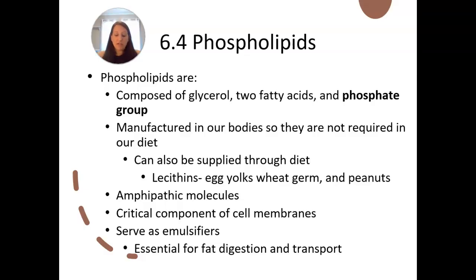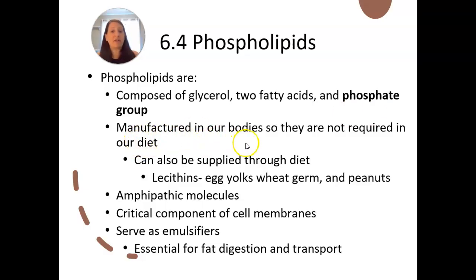Okay, so we've mentioned the cell membrane a few times now, and phospholipids are going to be the major component of cell membranes. They are critical. They make up a major portion of cell membranes. They're the major component. What are they made of? Just like triglycerides, they're made up of glycerol, and then they have 2 fatty acids instead of 3. And in place of that last fatty acid, they have a phosphate group, which again adds partial charge to the molecule.